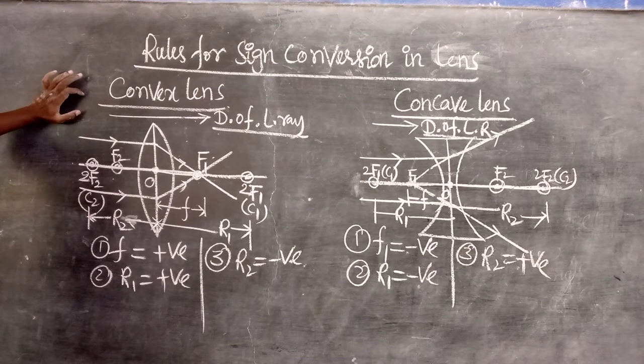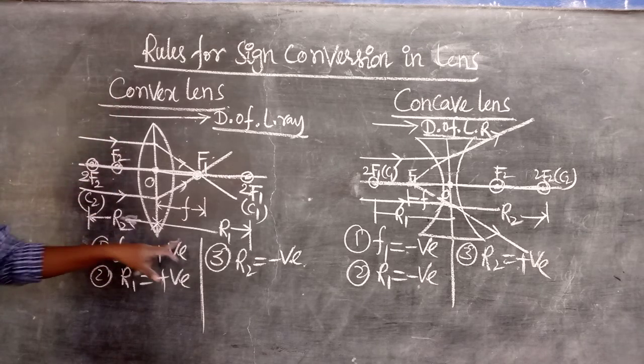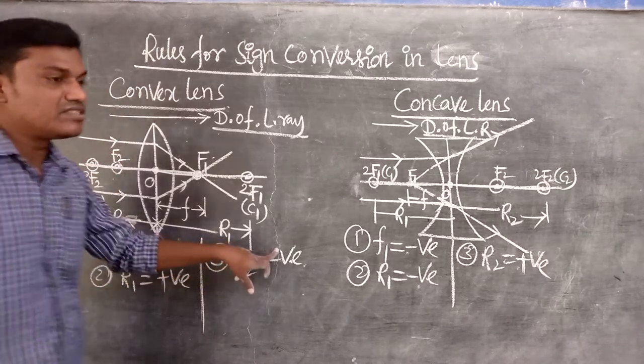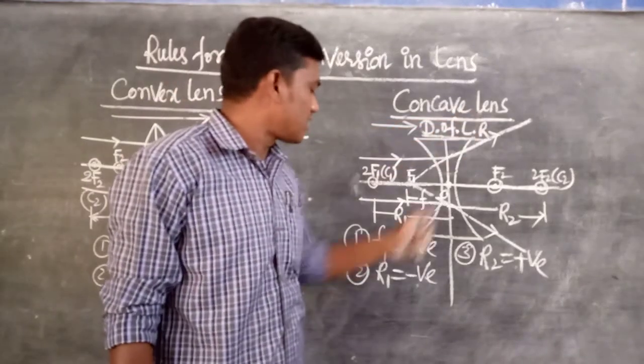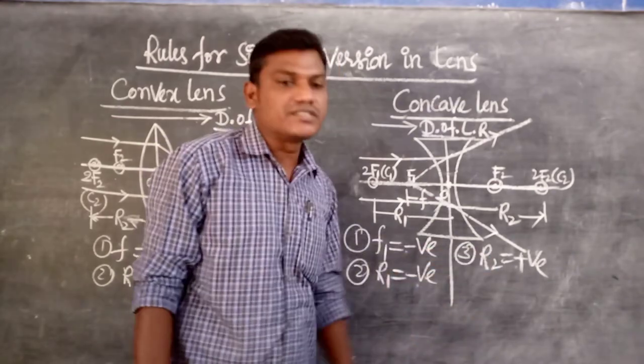When you use convex or concave lenses to solve numericals, this is how to apply the sign convention. In the case of a convex lens, focal length is positive, R1 is positive, and R2 is negative. In the case of a concave lens, focal length is negative, R1 is also negative, but R2 is positive.